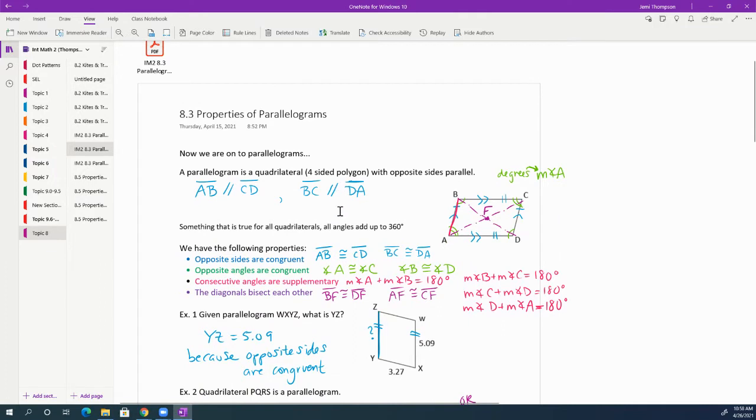So, navigating back to our notes here, we know some things. We know a parallelogram is a quadrilateral with opposite sides parallel. So, fact one, opposite sides are parallel. We know that opposite sides are congruent. That's fact two. Fact three is opposite angles are congruent. Fact four is consecutive angles are supplementary. And then five, the diagonals bisect each other.